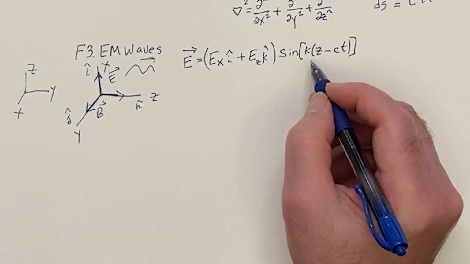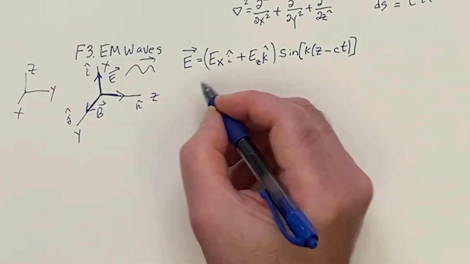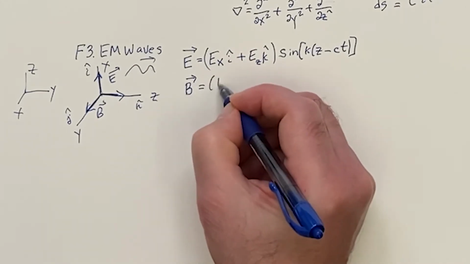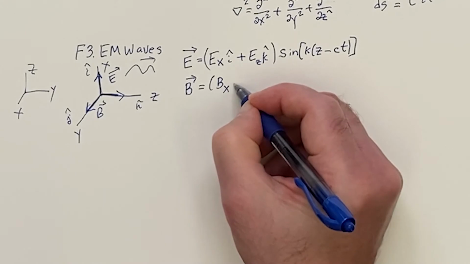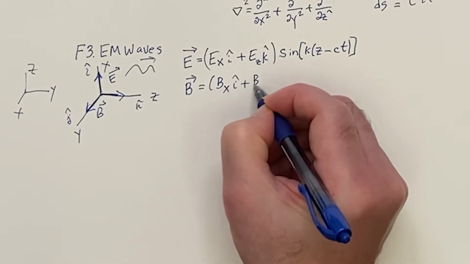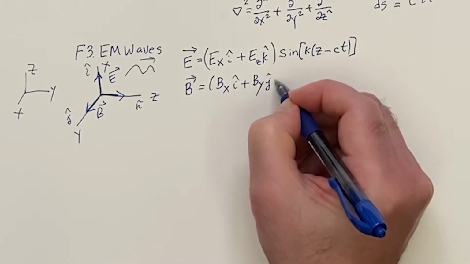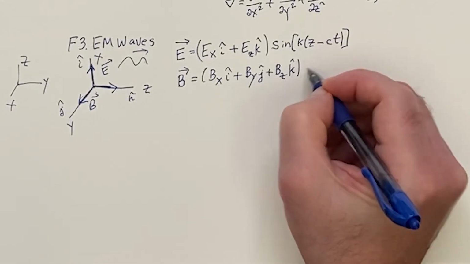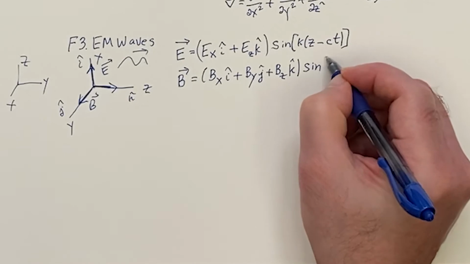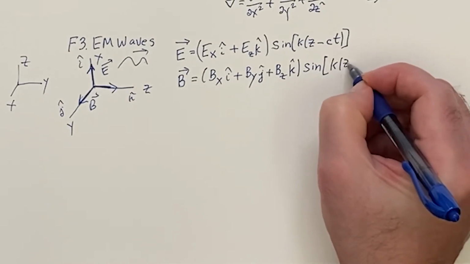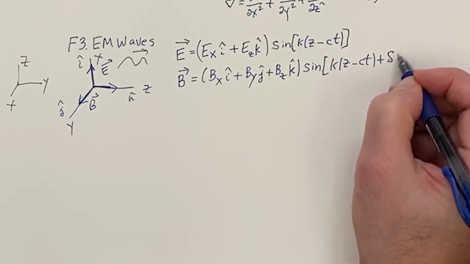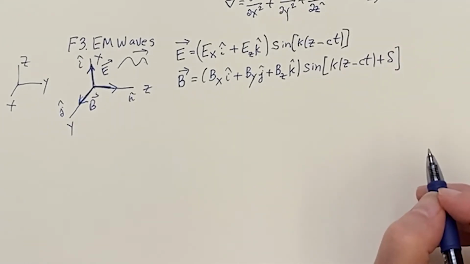This is the general wave. And then for the B, since we don't know anything about the B, we'll say here i hat and a j hat and a k hat. And when we put the sine function here, we should be careful and add some kind of phase because they may not be in phase.